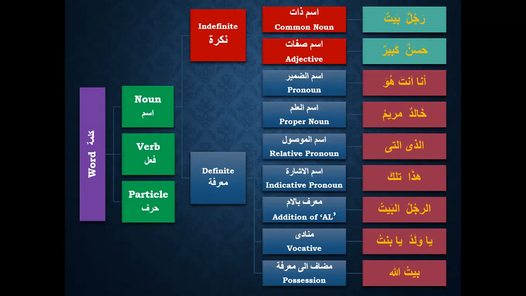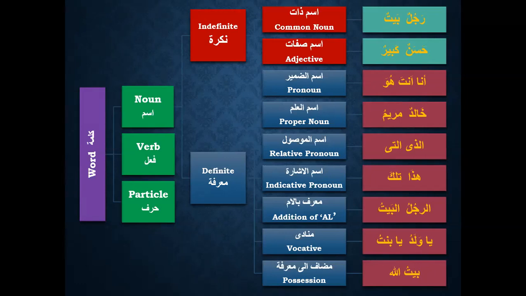Hada, tilka. And Mu'arraf Billam, it was nakira, like rajulun or baytun, but you made it into ma'rifa by adding al. This is counterpart of the in English. So a nakira, which you have attached or prefixed with the, and it becomes ma'rifa. So rajulun becomes ar-rajulu. Baytun becomes al-baytu. Remember, al is a sign of ma'rifa.